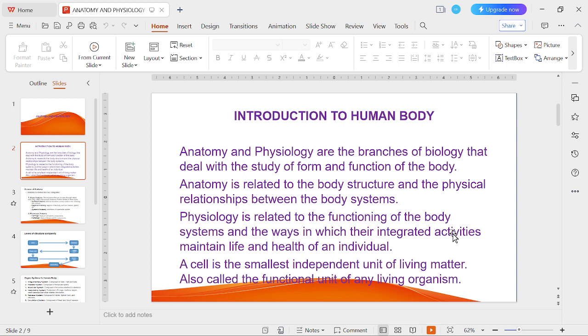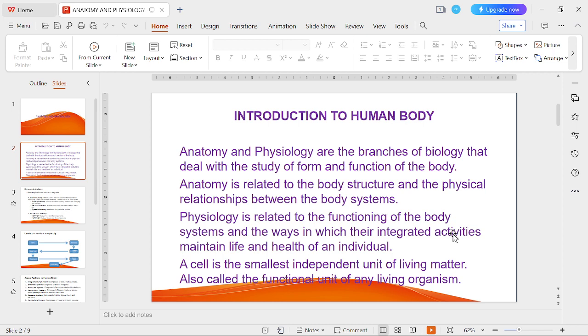So anatomy and physiology together make up a branch of biology that deals with the study of form and function of the body. Another thing we need to understand is the cell. A cell is the smallest independent unit of living matter, also called the functional unit of any living organism.